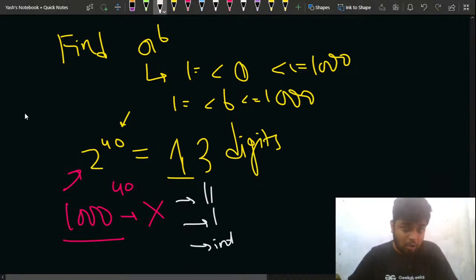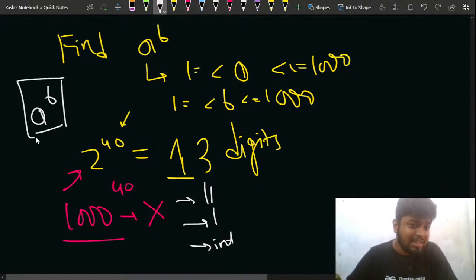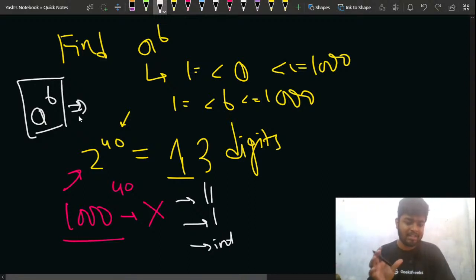Also notice that you have to print a to the power b, and you only have to return the last digit of this particular exponent power. Whatever a to the power b is, you only have to return the last digit of a to the power b.